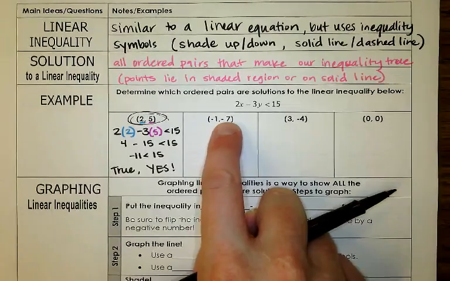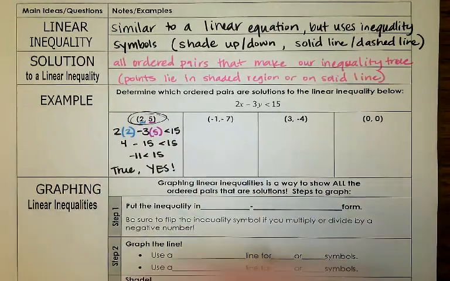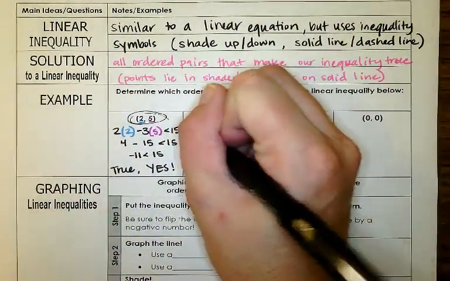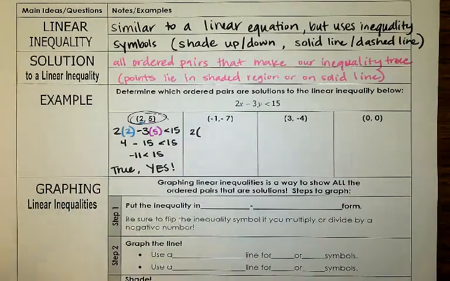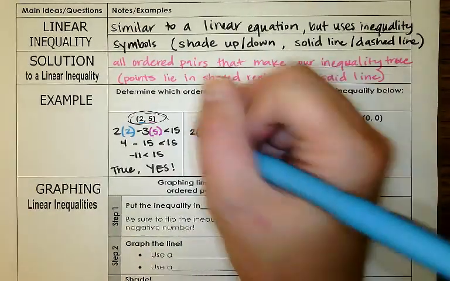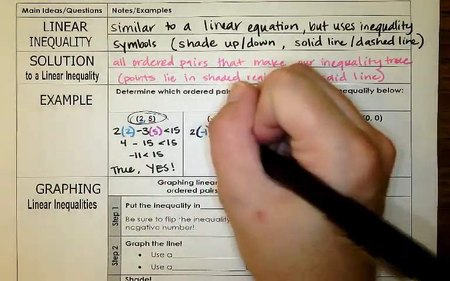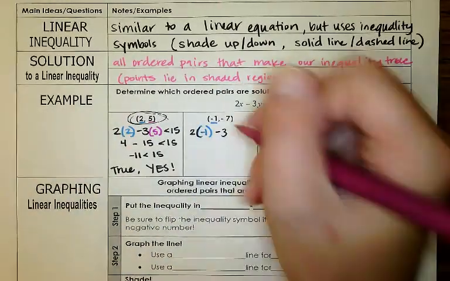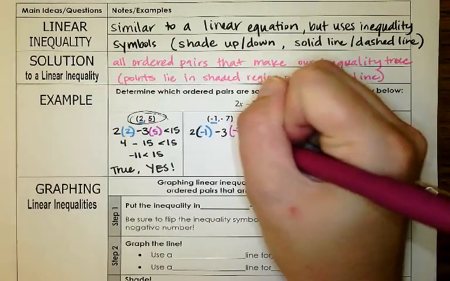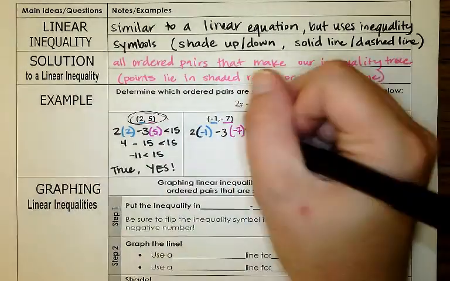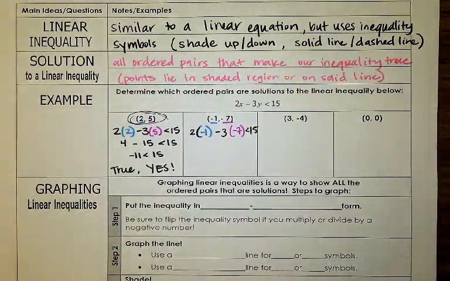Negative 1, negative 7. Let's see if this one makes it true. So I'm going to say 2, and instead of times 2 this time, we're going to say 2 times negative 1. Do y'all feel good with that? Minus 3 times negative 7. And we want to see, is that less than 15?